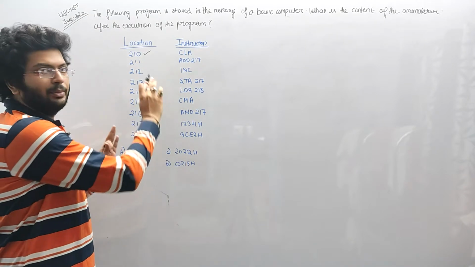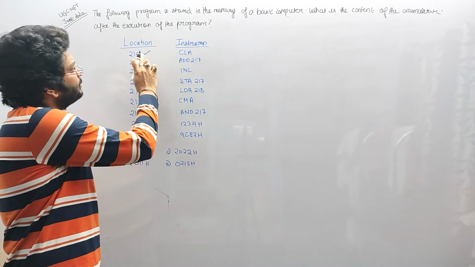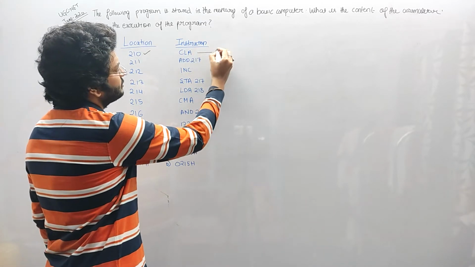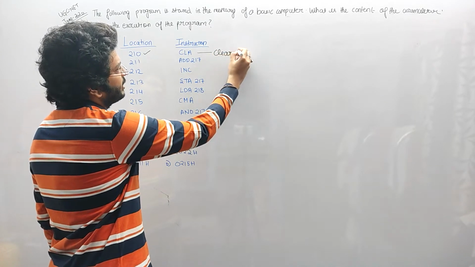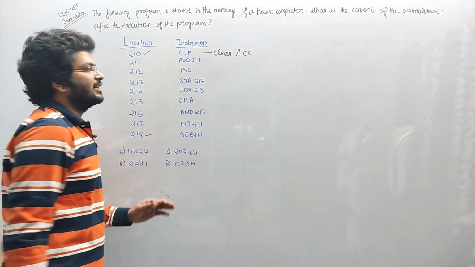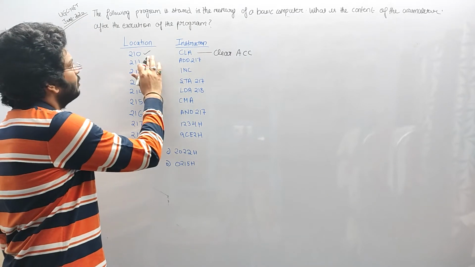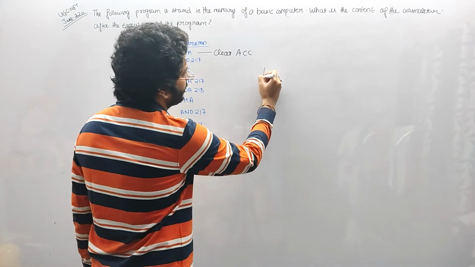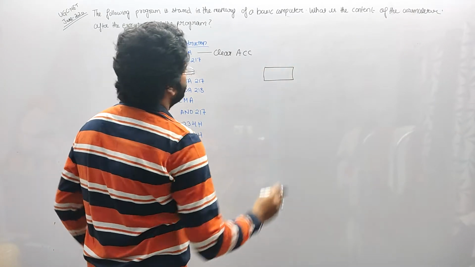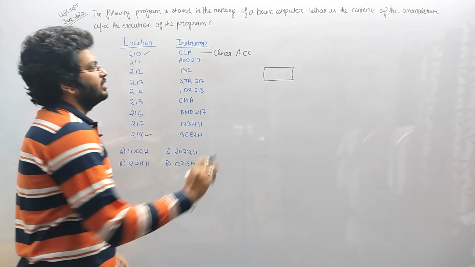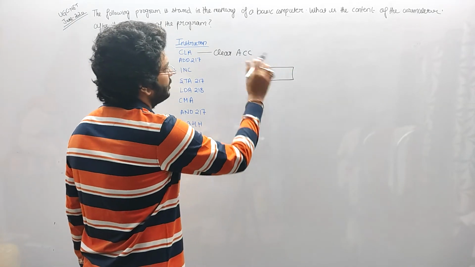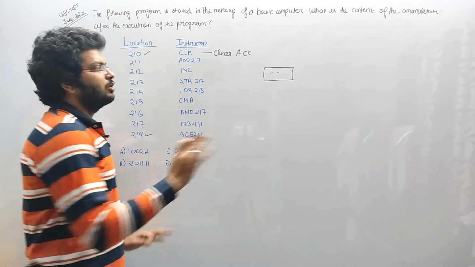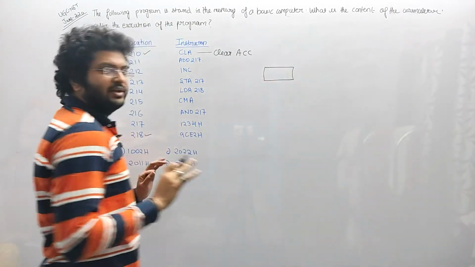We have memory location 210. In memory location 210, the instruction is CLA. CLA stands for clear the accumulator. So in location number 210, the instruction is CLA. I have an accumulator; it may be 8-bit, 16-bit, whatever, it is not the concern. The instruction is to clear the accumulator, meaning whatever the content of the accumulator at that time, it will be reset. So it will be cleared. Now we don't have anything in the accumulator.